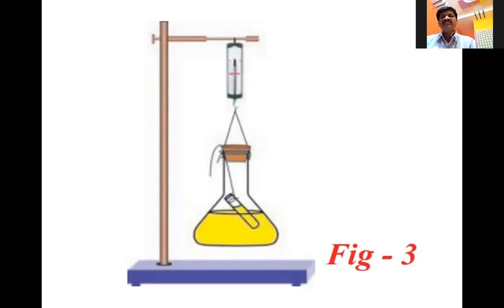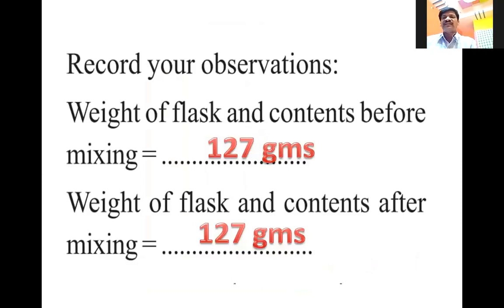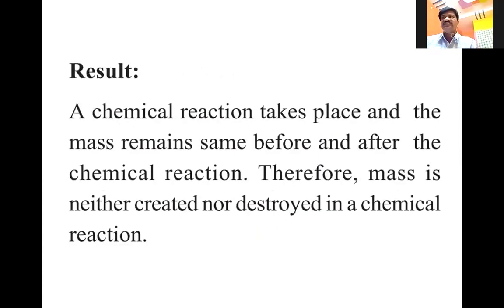These three observations we have done, and we can record the weight of the flask and the contents before mixing, that is before the chemical reaction, as 127 grams, and after completion of this chemical reaction, after mixing and formation of the yellowish color, we also get 127 grams. Why do we get equal weight? It means there is no leakage, no loss of any substance in this reaction. So conditionally, we did this experiment.